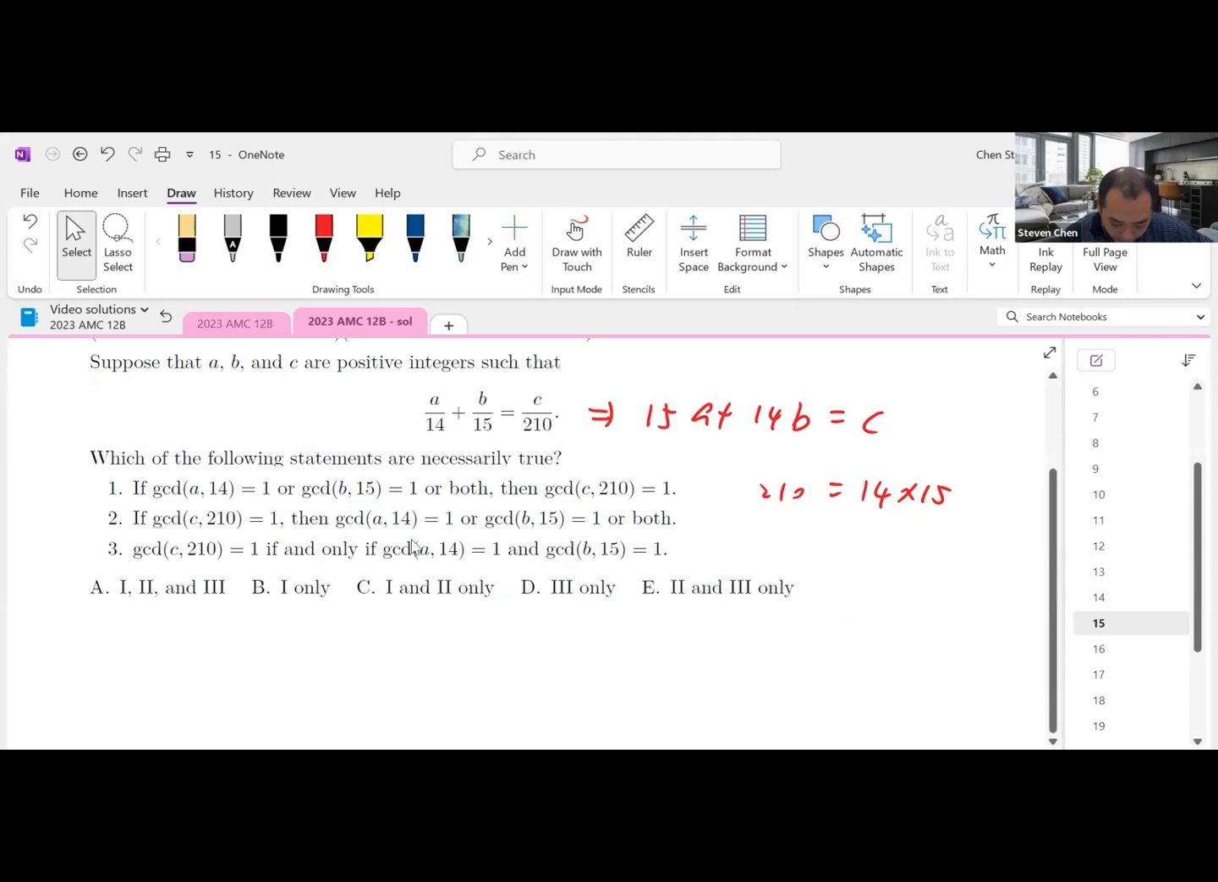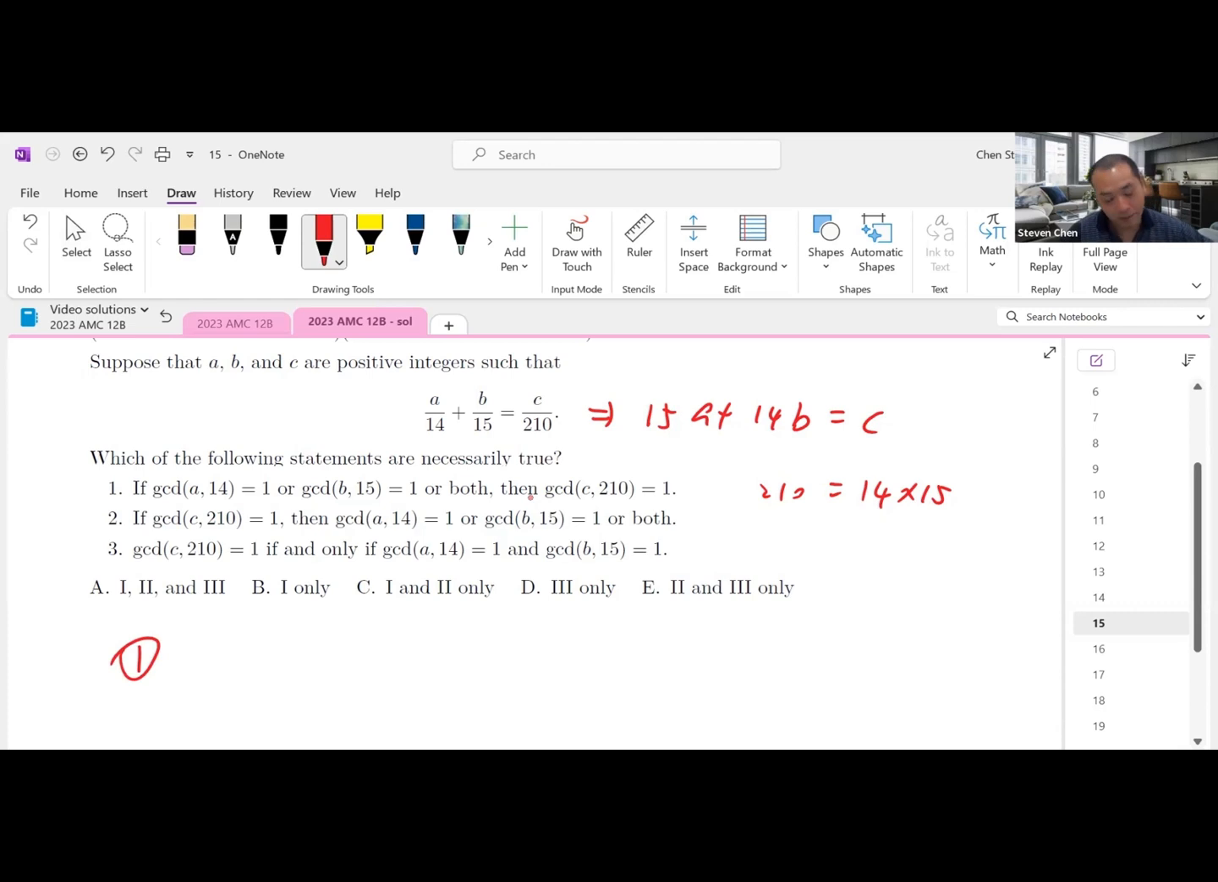Let's look at statement 1. So it says that if either A and 14 are relatively prime or B and 15 are relatively prime, or both of them hold. So basically it covers three possible cases. One is only A and 14 are relatively prime, but B and 15 are not, or vice versa, or both of them are relatively prime. So if any of these three conditions hold, then we can conclude that C and 210 are relatively prime. Is it true or not? Obviously, this is wrong. So why is statement 1 wrong?